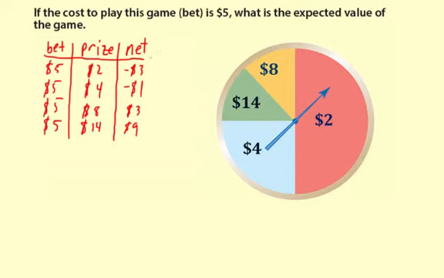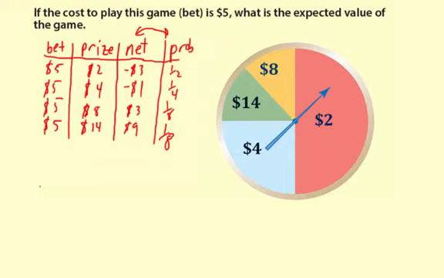And let me go ahead and add on here the probabilities. So the probability of the $2 prize or a net loss of $3 is 1/2. And then for the $4, it's 1/4. And for the 8 and 14, it's 1/8 each. So to get the expected value of this game, you need to multiply each pair of these numbers, the net and the probability, and then you go ahead and add.